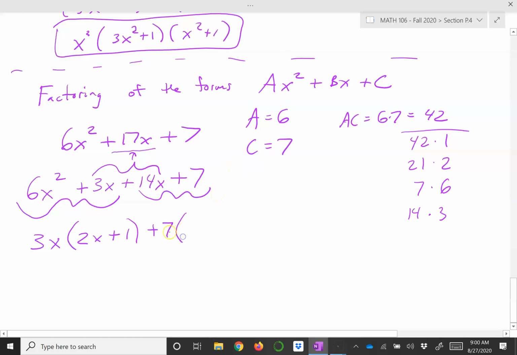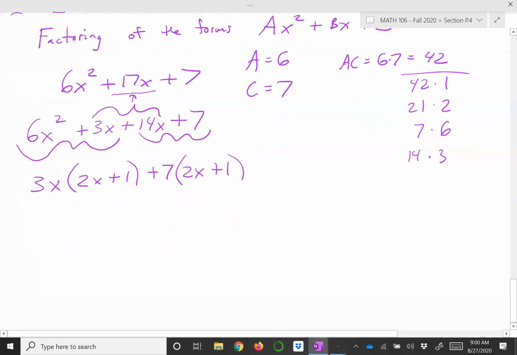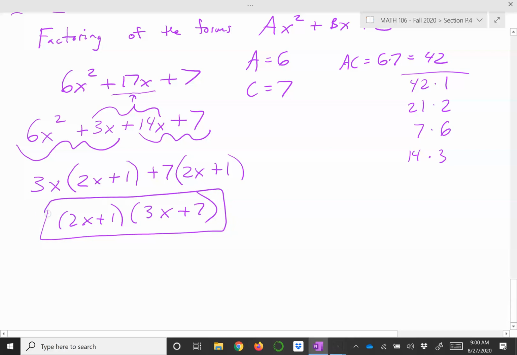And then what do we have left? Well, 7 times 2x gives me 14x, and then plus 1 to get me 7. So there you go. Now you have the same exact process as before. We have our 2x plus 1, and then our 3x plus 7. Boom. Can you factor those any further? Nope. No, you cannot.